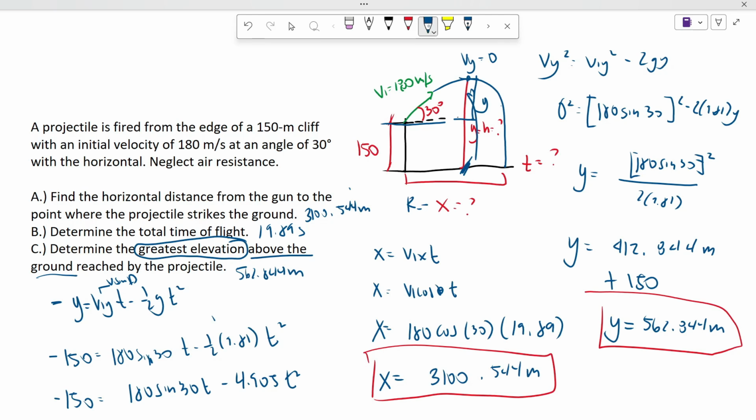562.844 meters, guys. So that's the greatest elevation. Gets ba?